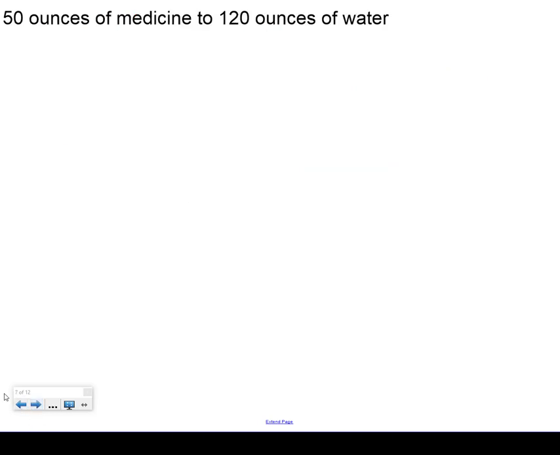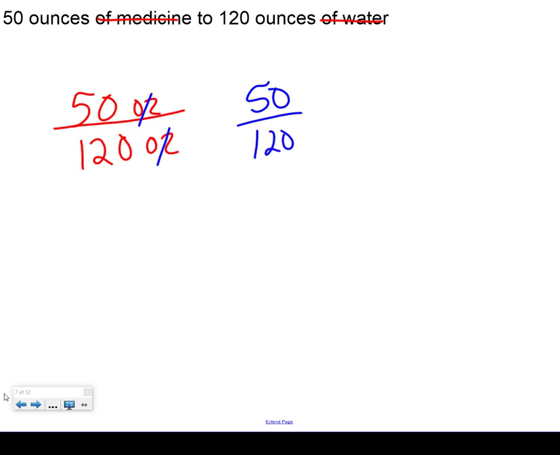All right, 50 ounces of medicine to 120 ounces of water. Again, yes, this is a mixture, right? We're talking about medicine. But in this case, we're not really in need of these mixture labels as much as we are trying to break this down and cancel out what we don't need. So I have 50 ounces because it came first, and 120 on the bottom because it came second. I'm going to cancel my labels, so I have 50 to 120. We're trying to see if 50 and 120 can simplify, and they're both divisible by 10. So I end up with 5 over 12. So 5 to 12. So for 5 ounces of medicine, we need 12 ounces of water. It's a 5 to 12 ratio.